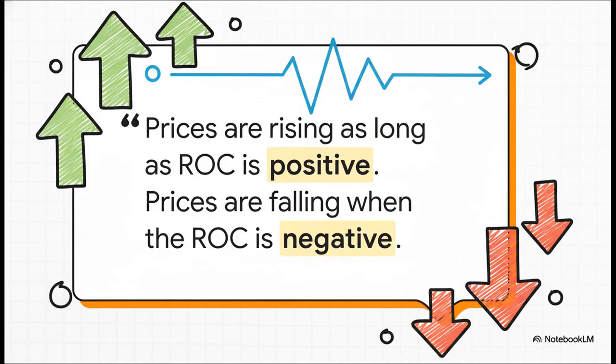And this quote right here sums up the most basic way to read the ROC. The whole indicator pivots around a zero line. If the ROC is above zero, it just means today's price is higher than it was N periods ago. Momentum is positive. If it's below zero, today's price is lower. Momentum is negative. It's really that straightforward.